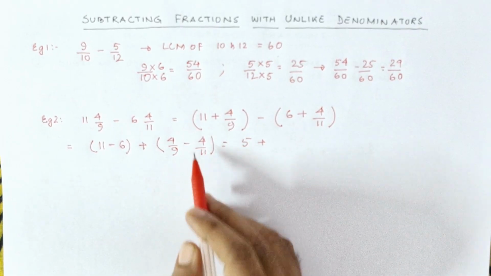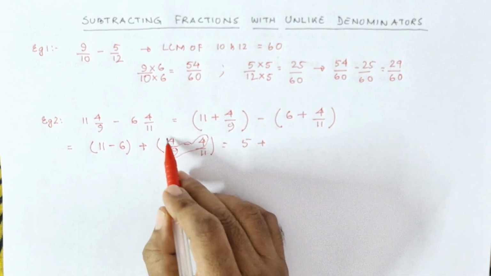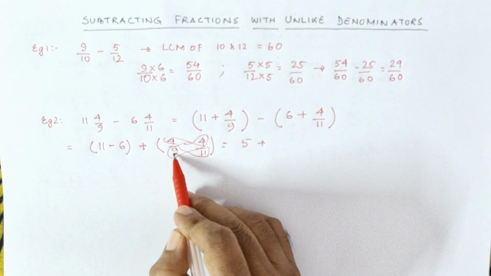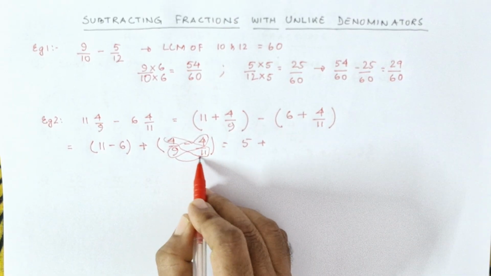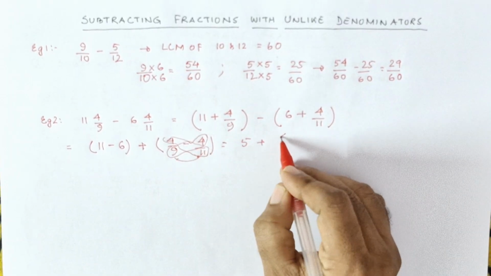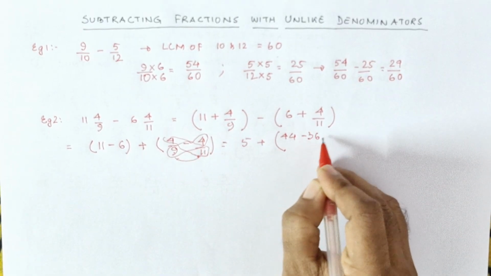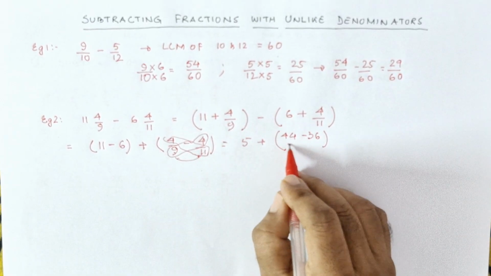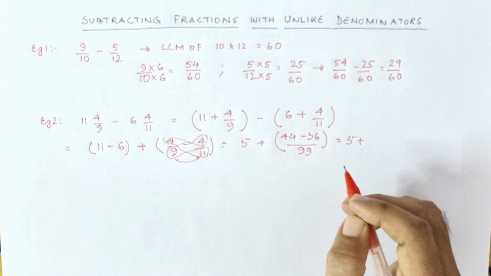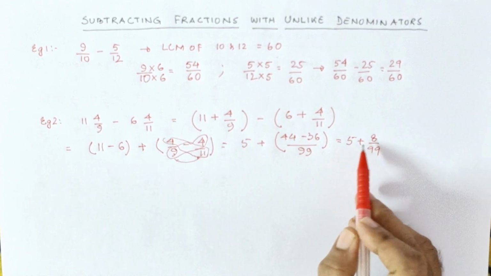See, 9 into 11, what do you need to do? You need to multiply this one and you need to multiply this one. So this multiplied by this, minus this multiplied by this, divided by this multiplied by this. So let's do it. 11 into 4 is 44, minus 9 into 4 is 36, divided by 9 into 11 is 99. So this becomes 5 plus, got it, 8 by 99. So 5 plus 8 by 99.